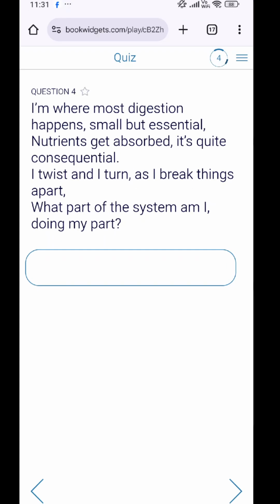I'm where most digestion happens, small but essential. Nutrients get absorbed. It's quite consequential. I twist and I turn. As I break things apart, what part of the system am I, doing my part? Yes, Miss Joanna May, what is your answer? I think it's our small intestine, ma'am. Very good. That is our small intestine.